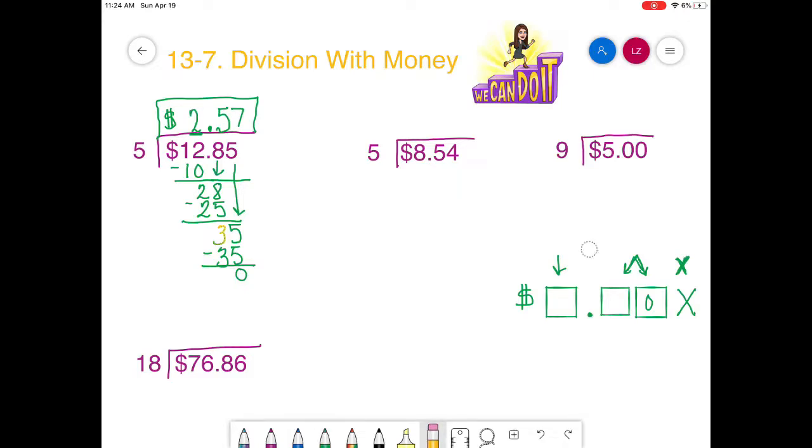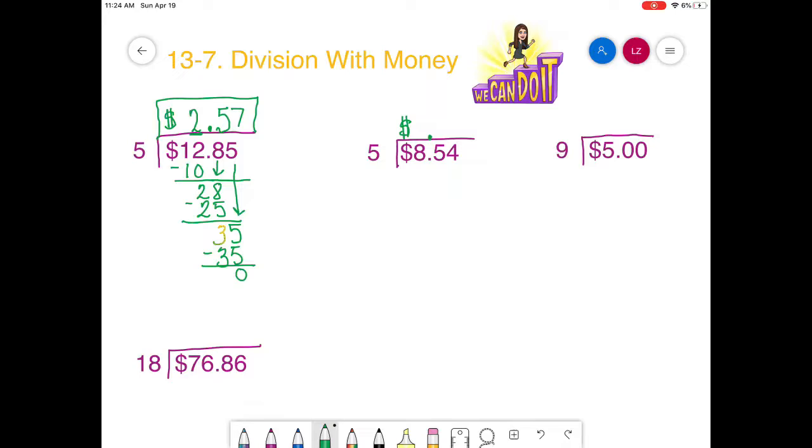Okay, let's erase this here. Let's get rid of all these. And let's go on to our next problem. Okay, we have $8.54. We want to divide that amongst 5 people. So let's go ahead and do that. First thing you always know is dollar sign and decimal point, and messy math makes mistakes, right? So we're going to keep everything as neat as possible.